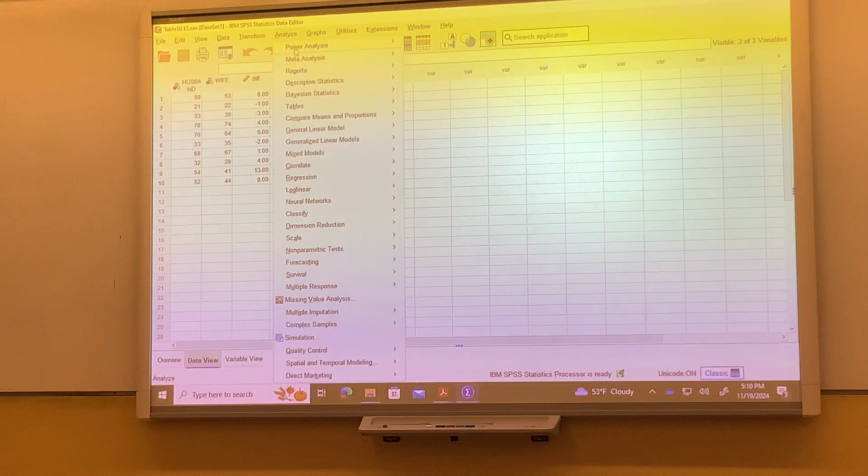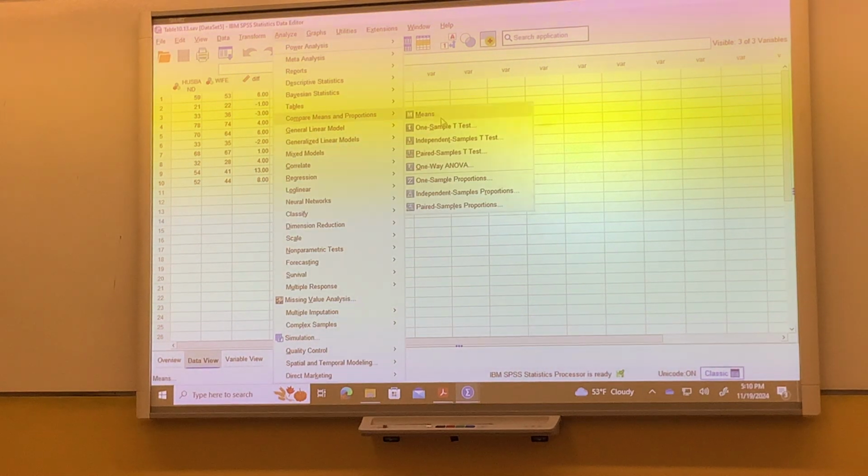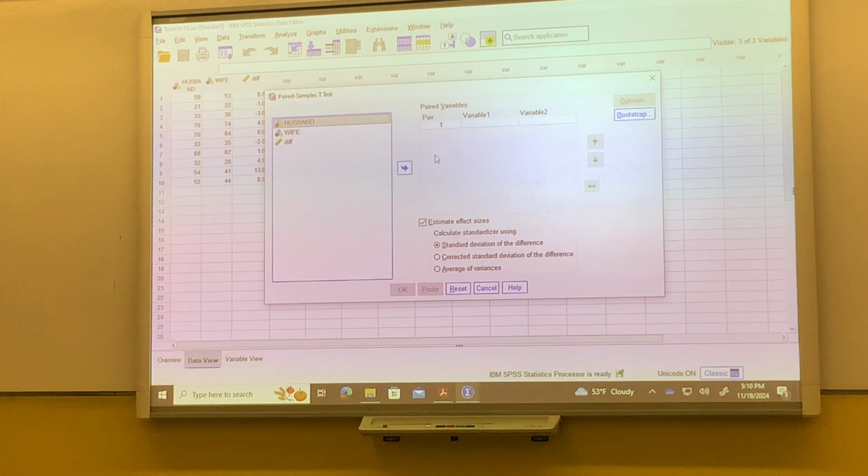Okay, now you're doing your compare means and proportion. You're now going to the paired sample t-test. Last time we did independent sample t-test, both for pooled and non-pooled. Now you're in paired sample t-test. And the box looks a little different.